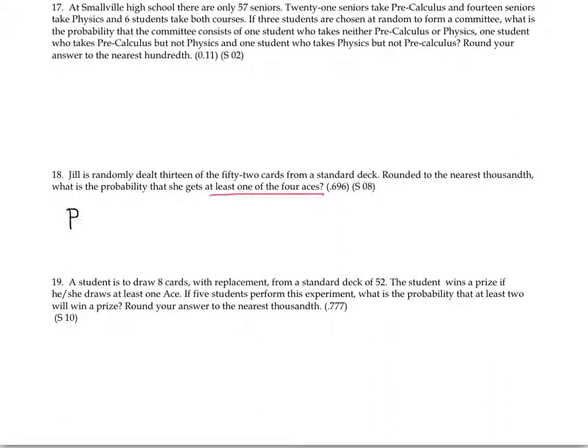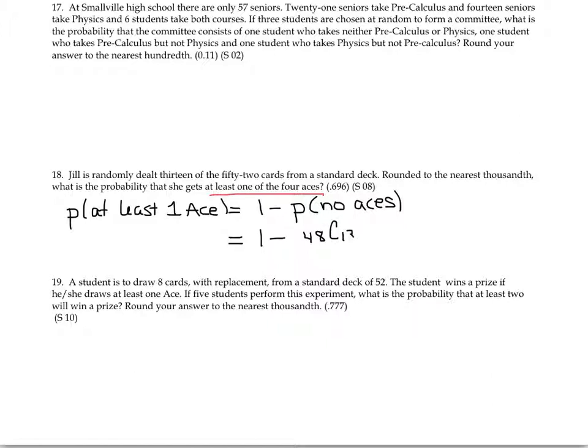Okay, so probability of at least one ace will be equal to 1 minus the probability of no aces. Well, that's not bad. 1 minus, well, let's figure out no aces means I cannot have a single ace in my hand. That means I have 48 options to choose from. Take my 52 and erase my aces from there. And it says I'm dealt 13, so 48 C 13.